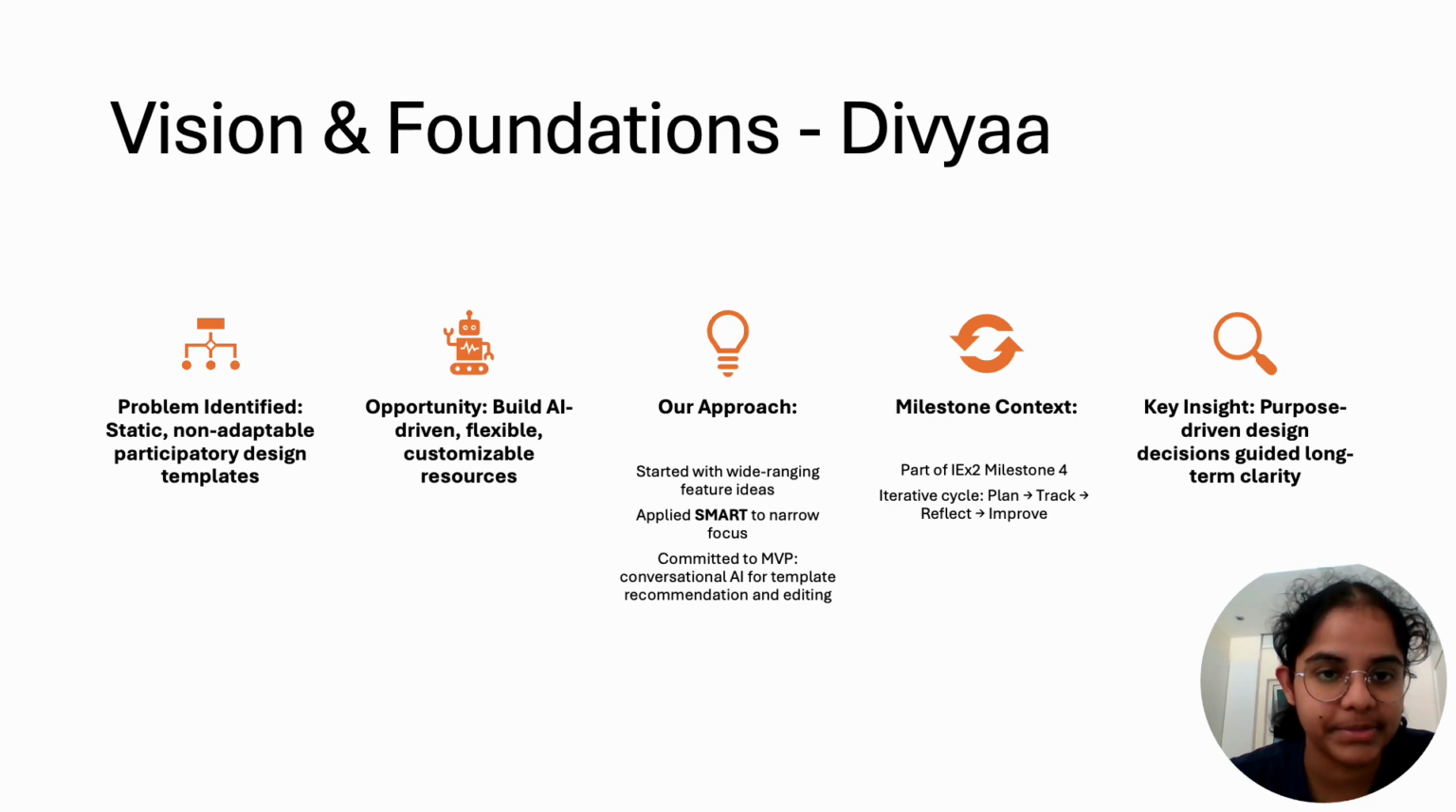and our outcomes. Our first step was to define the actual problem we were trying to solve. Participatory design is supposed to be adaptive by nature, yet the tools supporting it weren't. We believed that better tools will create better practices. So we envisioned a solution, a system where AI could recommend and customize templates based on user input, adapting them into specific use cases in real time and preserving core design logic while enabling flexibility.